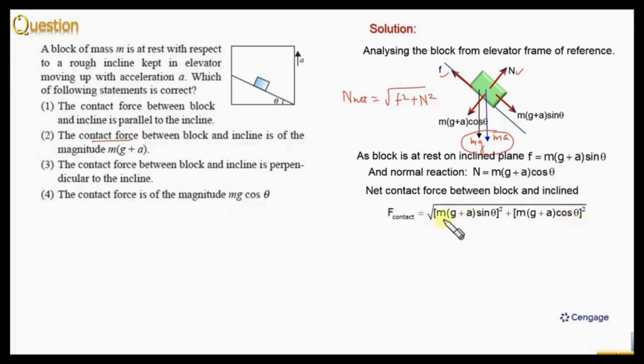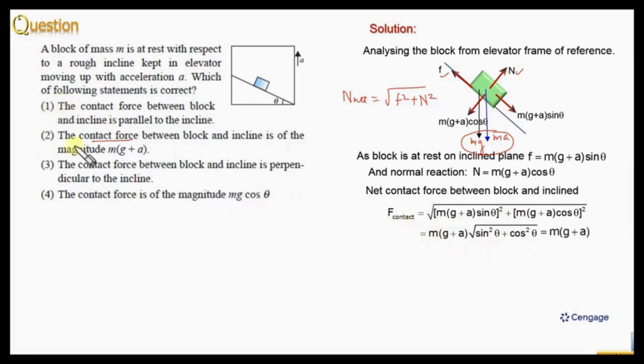Now we can take m(g + a) common here and here also, and this is a square, we can take outside the under root. So we can write m(g + a) under root sin square theta plus cos square theta. Sin square theta plus cos square theta is equal to 1. That means F contact should be equal to m(g + a).